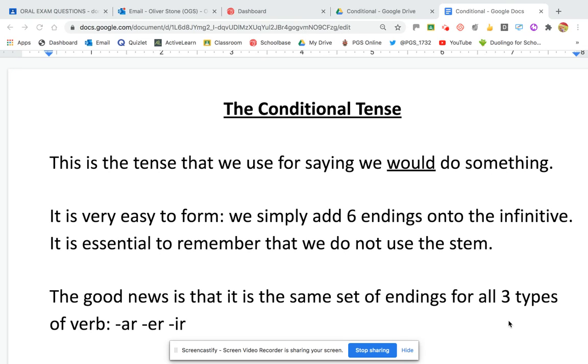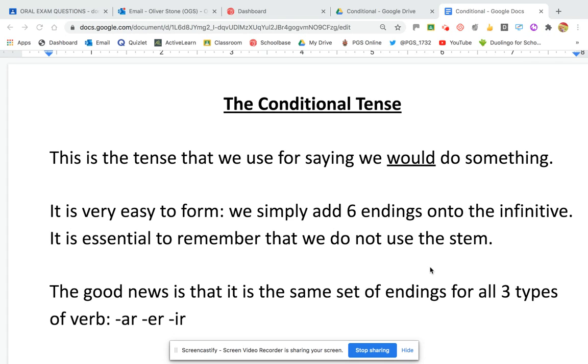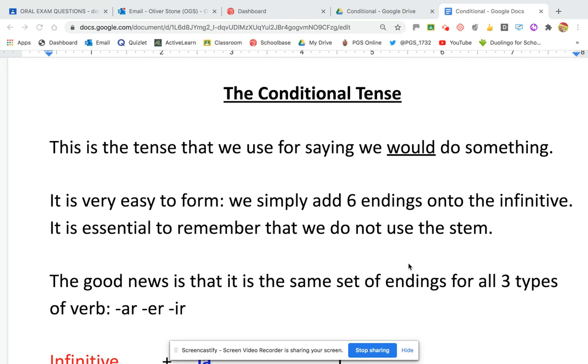Okay, we simply take 6 endings and then bolt them onto the end of the infinitive. But the main thing to remember is that we never use the stem in this situation. Okay, so for this tense, we do not use the stem, we use the infinitive. The good news, though, is that it's the same set of endings for all 3 types of verb, AR, ER, and IR. So let's have a look.